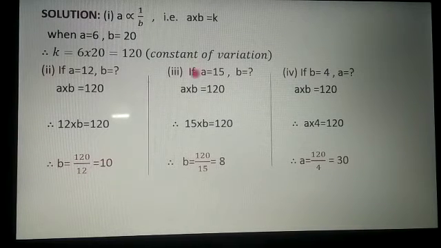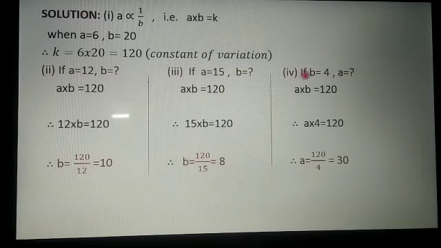And in the second example, the next example, if a is given as 15, b is equal to what? And the product is also constantly given as a into b is 120. So put the values of a in this equation. 15 into b is 120. So b is equal to 120 upon 15, that is 8.